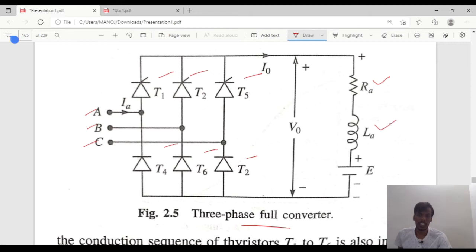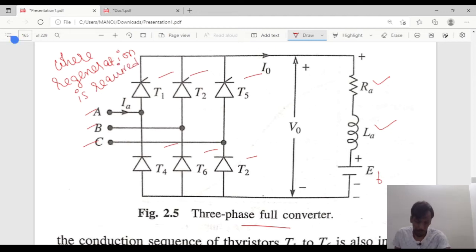and armature inductance LA, connected to a motor which has a back EMF of EB, and the field is separately connected. This shows a three-phase fully controlled RLE load, as the load is supplied by the three-phase supply A, B, C. So the three-phase full converter is preferred where regeneration is required. The numbering is given according to the sequence of thyristors to be triggered.